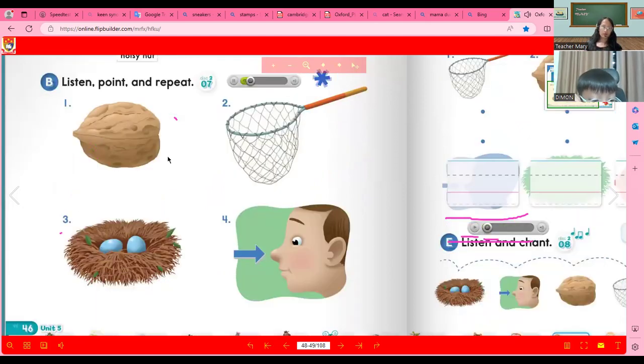One. Nut, nut, nut. Two. Net, net, net. Three. Nest, nest, nest. Four. Nose, nose, nose. Okay, number one, what is that?